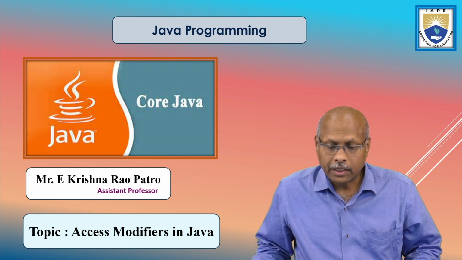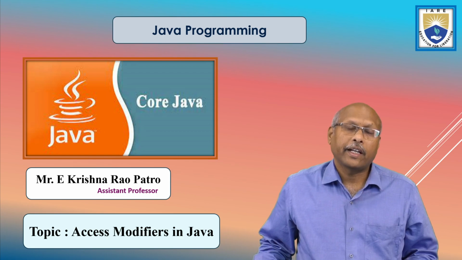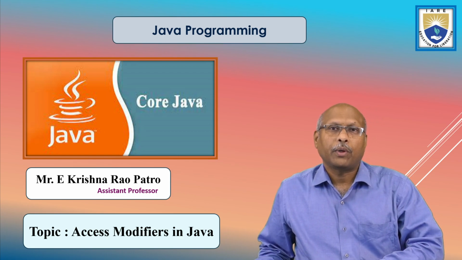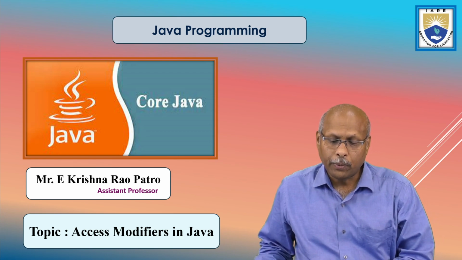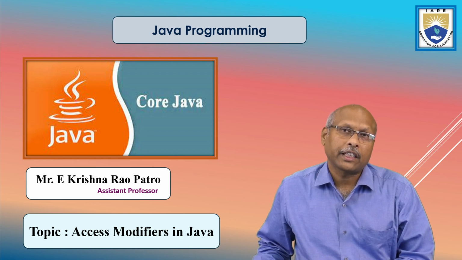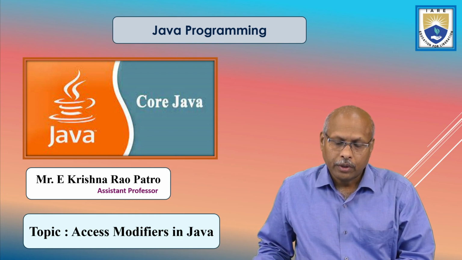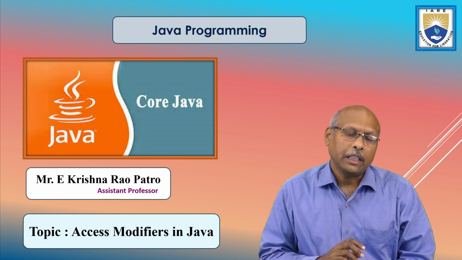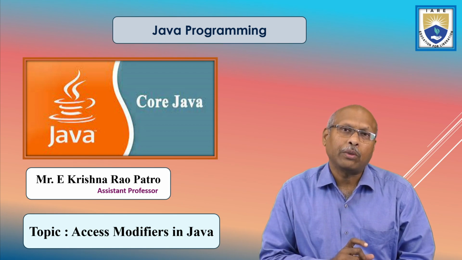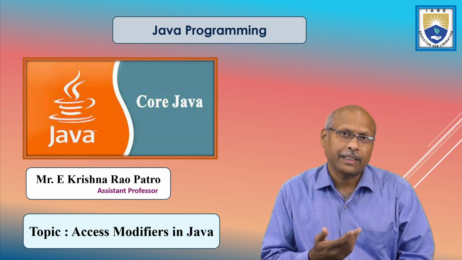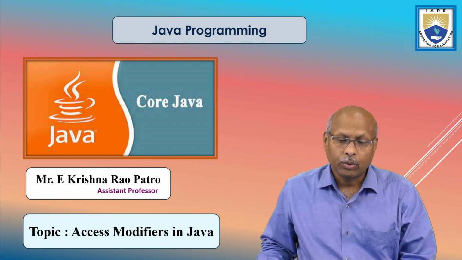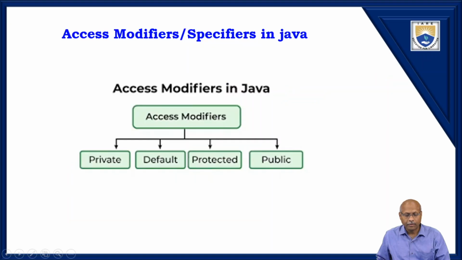Today I will discuss one important concept, that is access modifiers in Java. What are the different types of access modifiers? This is also known as access specifier. So in Java you can specify which element I should access, which element I should not access, and what is the protection level. Those things we will discuss here.